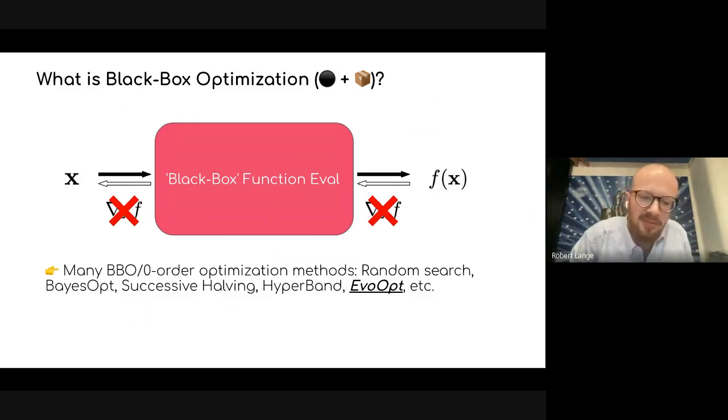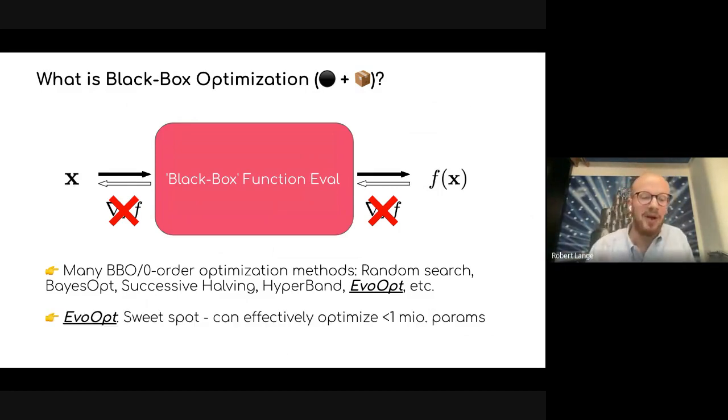And there are many different black box optimization or zero order optimization methods, including super simple things like random search, but also Bayesian optimization, successive halving, hyperband, and evolutionary optimization. And what I want to pitch today is that evolutionary optimization lies at a sweet spot where it can not only optimize tens or 20 hyperparameters in whatever you're doing, but it can also meta-optimize small or relatively small neural networks that can parametrize entire algorithms. Okay, so think about objective functions or even evolutionary optimizers themselves.